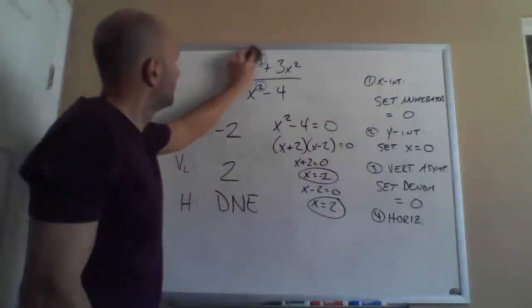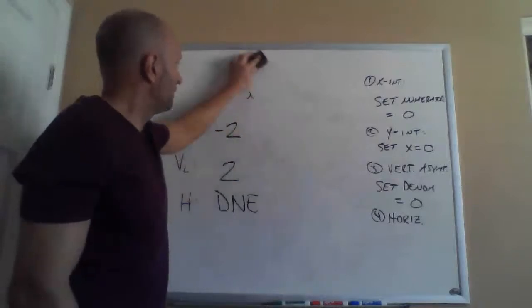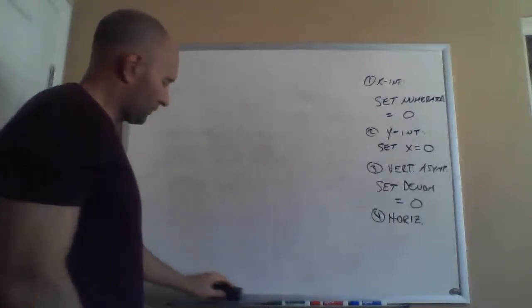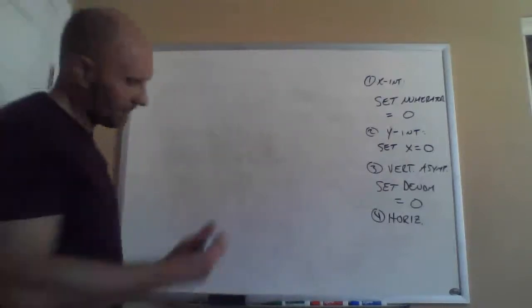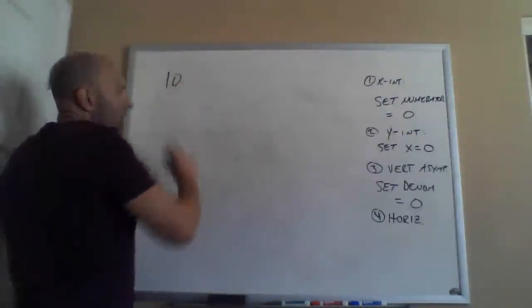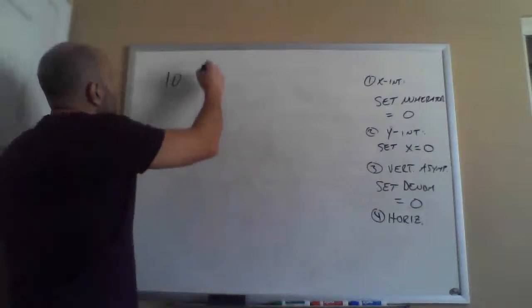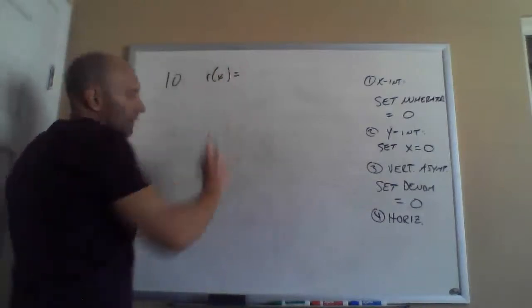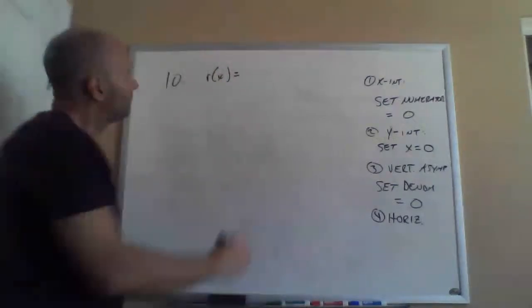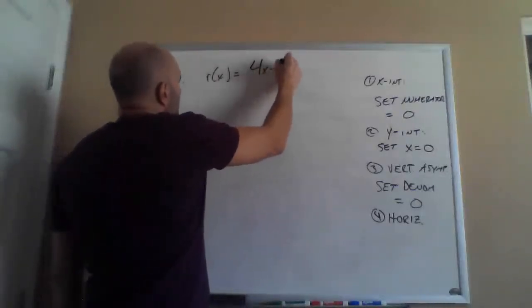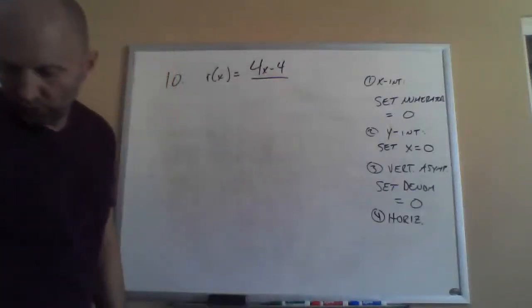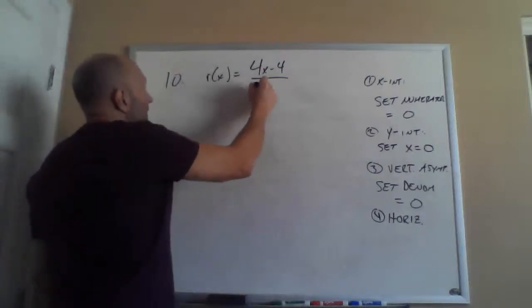All right. So next one, number 10. I'll have you guys work this on your own here now. Okay, so number 10. R of x is equal to 4x minus 4 all over x plus 2.